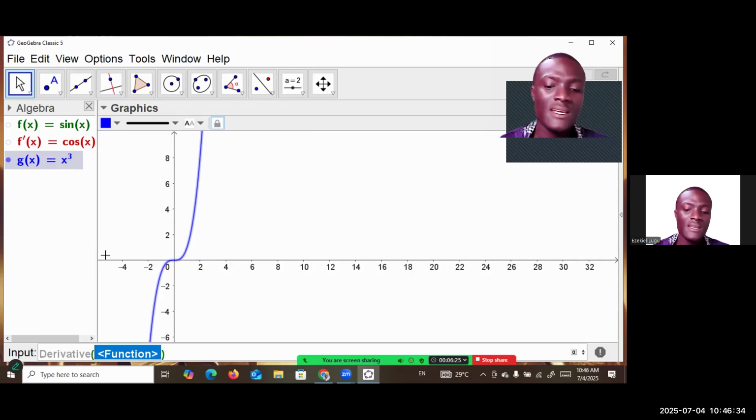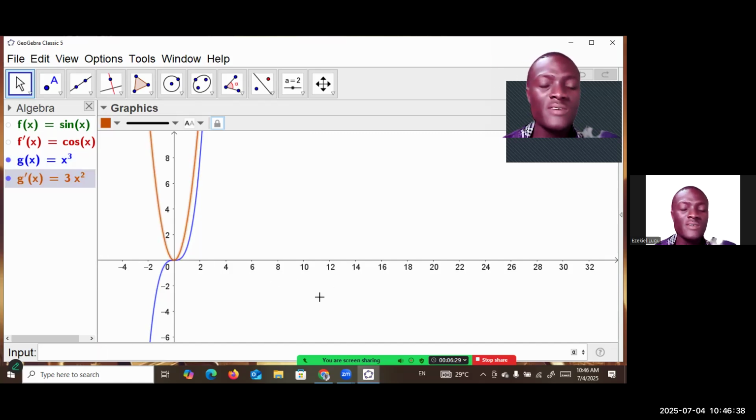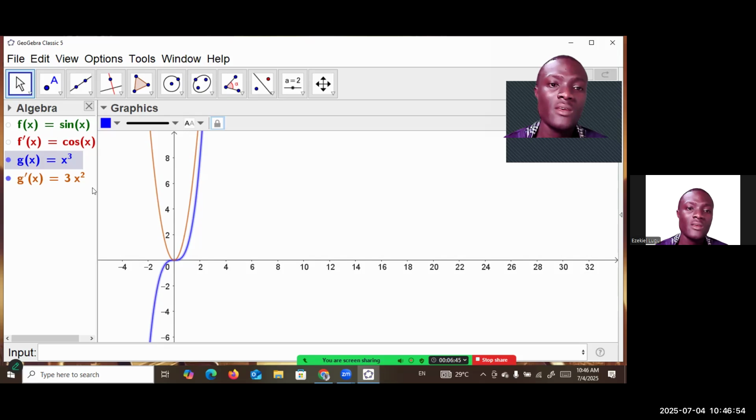The function is g. So we all know that when you differentiate a cubic function, you get a quadratic function. You can see the graph of the quadratic function. The cubic function is represented in blue, which is this function here. When you differentiate x to the power 3, we get 3x squared, which is that graph.